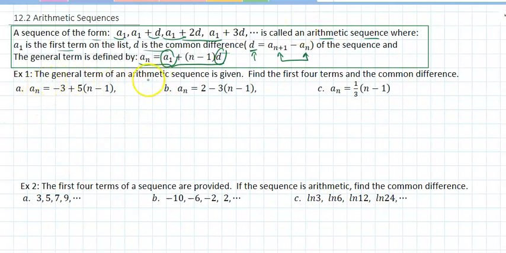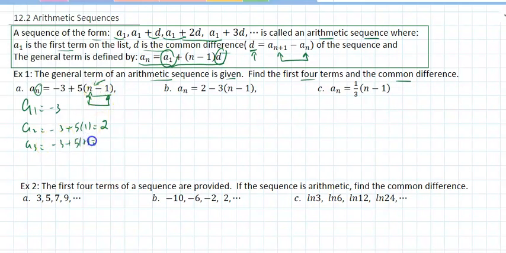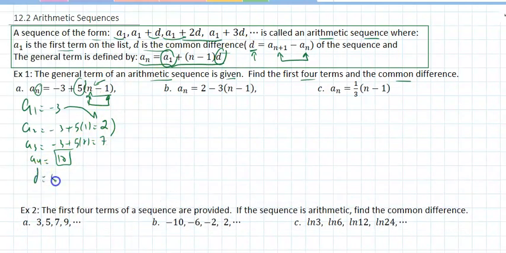So look in here. The general term of an arithmetic sequence is given. Find the first four terms and the common difference. Well, the first term is what? Replace n by 1. That's a 0. A sub 2, replace n by 2. 2 minus 1 is 1, so that will be negative 3 plus 5 times 1, which is 2. A sub 3, put a 3 in there. 3 minus 1 is 2. That will be negative 3 plus 5 times 2. 10 minus 3 is a 7. And the fourth, well, you could tell, you went from negative 3 to 2, you added a 5. You added another 5, the next term will be a 12. And the common difference would be a 5 in this case. Take any term minus the previous term, and it doesn't matter which of those you take.